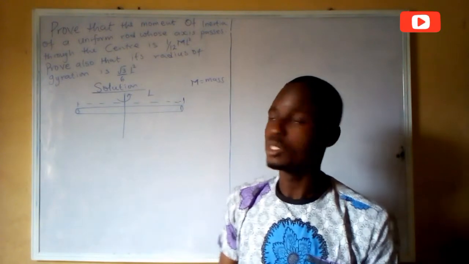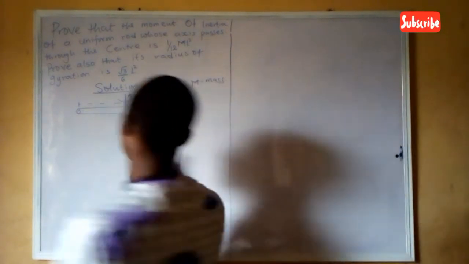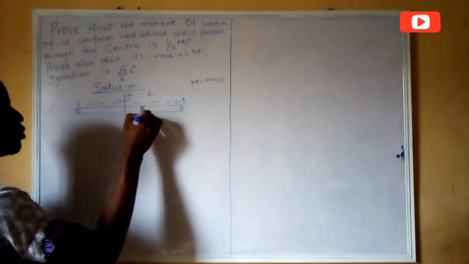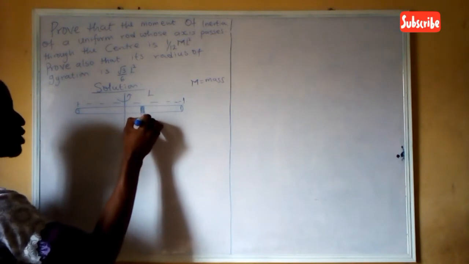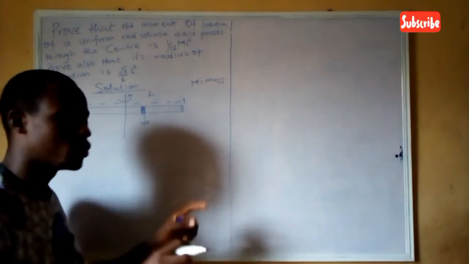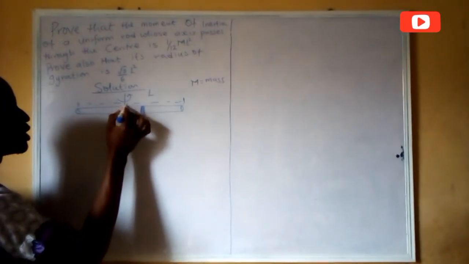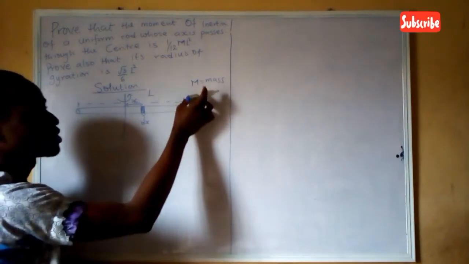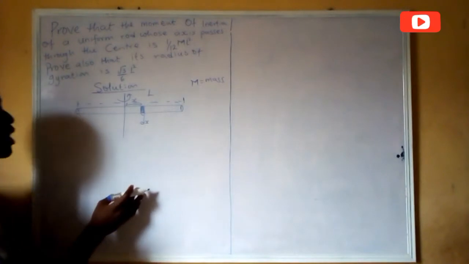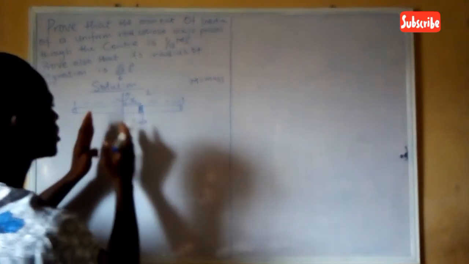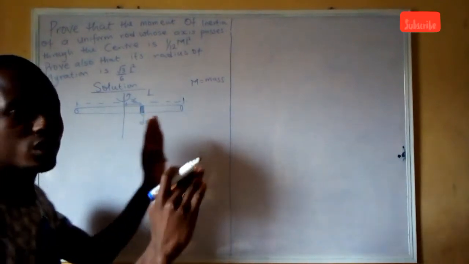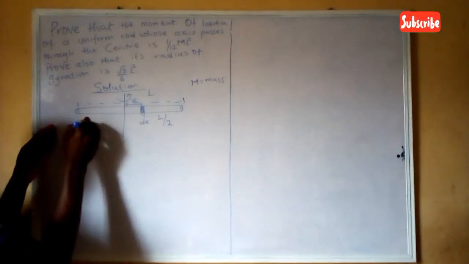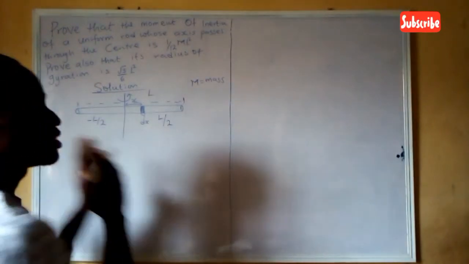But how are we going to do it? We're going to fix a particle here first. So let's fix a particle out of the rod, a particle of length, let's say dx, a very small length out of the whole rod. Then the gap between the particle and the axis of rotation is x. Don't forget that the mass of the object is M and the length is L. Since the axis of rotation passes through the center, the axis will divide the length of the rod into two halves. So the length here is going to be L over 2, and the length here is going to be minus L over 2 because it's on the negative axis of x.